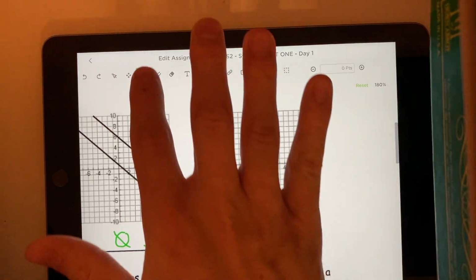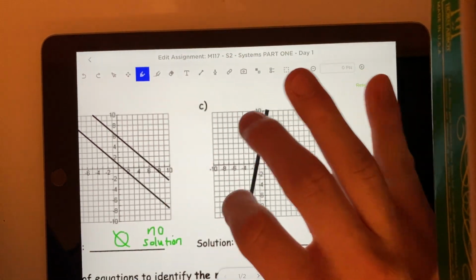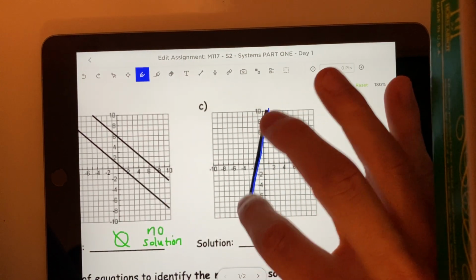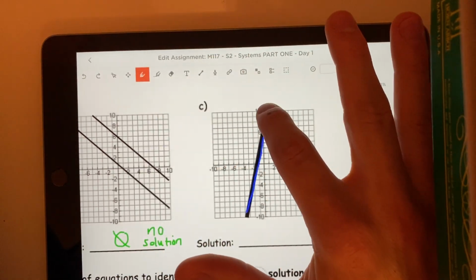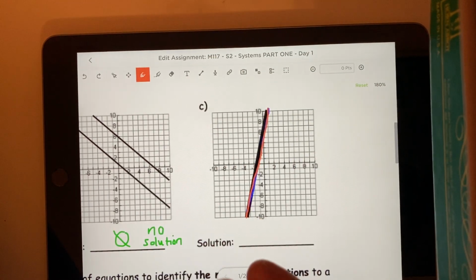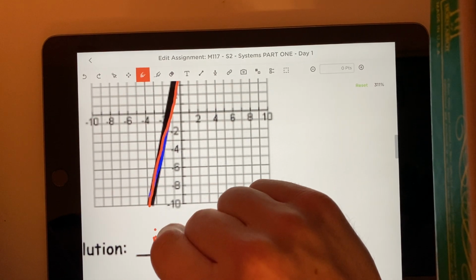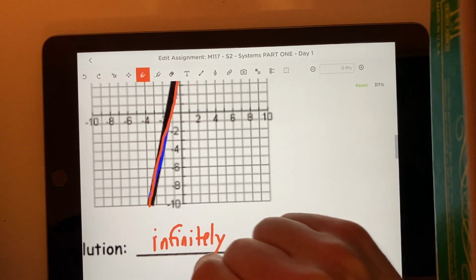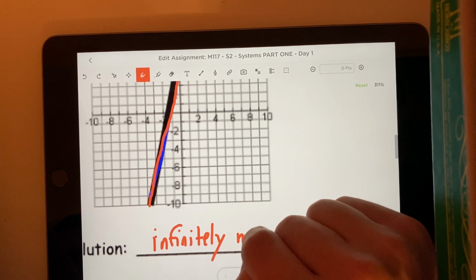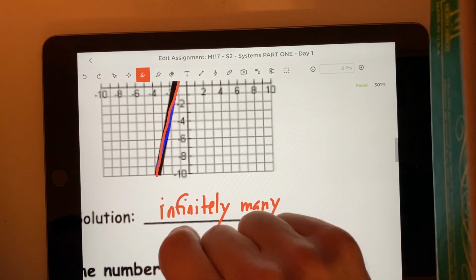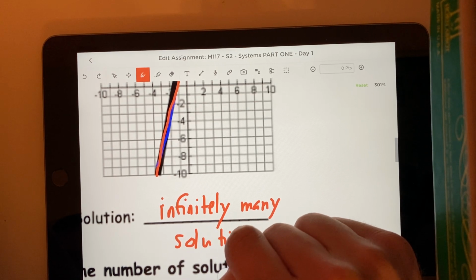In part C, you might think, oh, why is there just a thick line here? This is really just two lines directly on top of each other. So it's identical lines. They're the same exact line. So if you were to ask, where do they intersect or touch each other? There's infinitely many times where they touch. So we like to say infinitely many solutions.